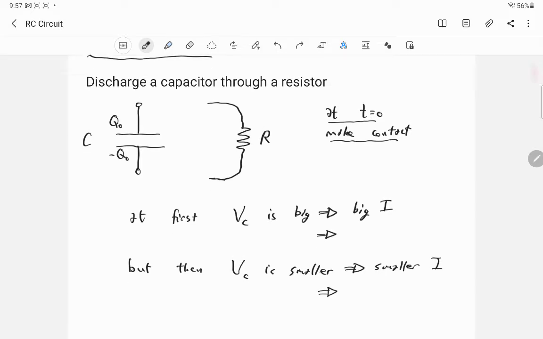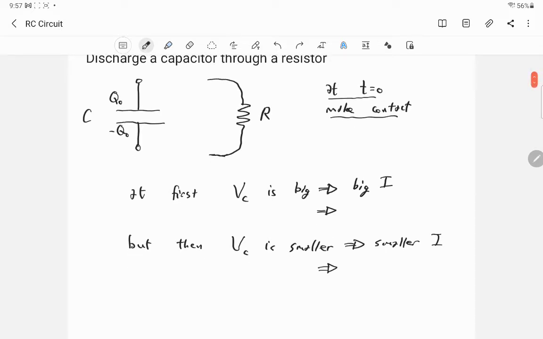And what's going to happen is, because I have a lot of charge separated on this capacitor, the voltage across that capacitor is actually fairly large, right? If the voltage is really big, then that voltage can cause a large current to flow through this resistor, right? It leads to a big current in the circuit, which empties the capacitor quickly, right? It's emptying the capacitor quickly.